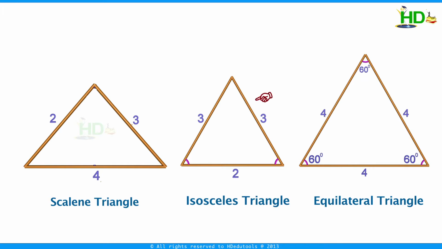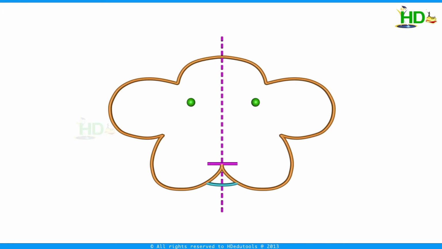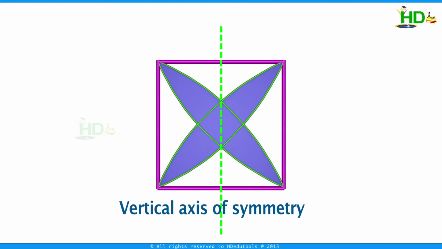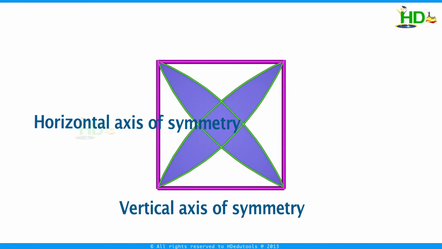Now in this case, this figure is symmetric about this axis only. In this case, this triangle has no line of symmetry, since it is a scalene triangle and no two sides are equal. And in this case, it is symmetric about this axis. In this case, it is symmetric about this axis. In this case, this is the vertical axis of symmetry and this is the horizontal axis of symmetry.